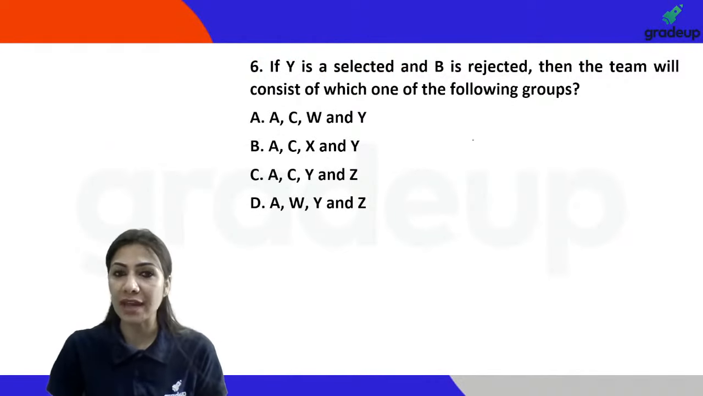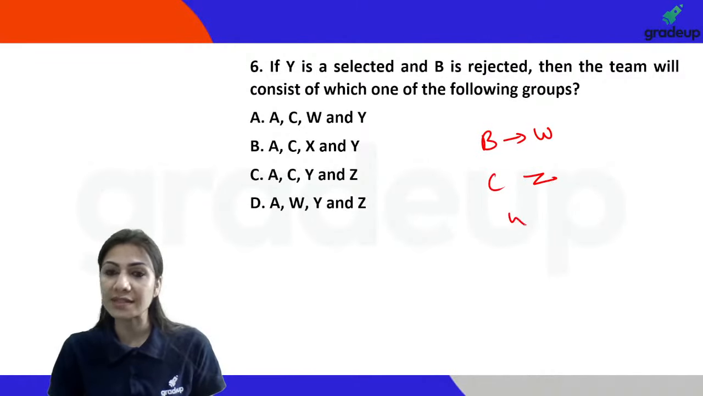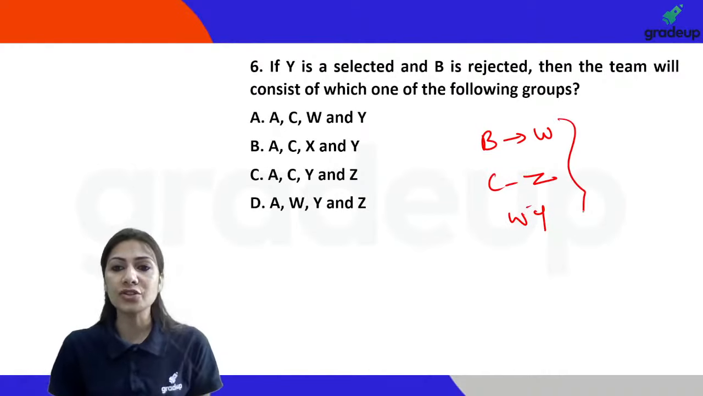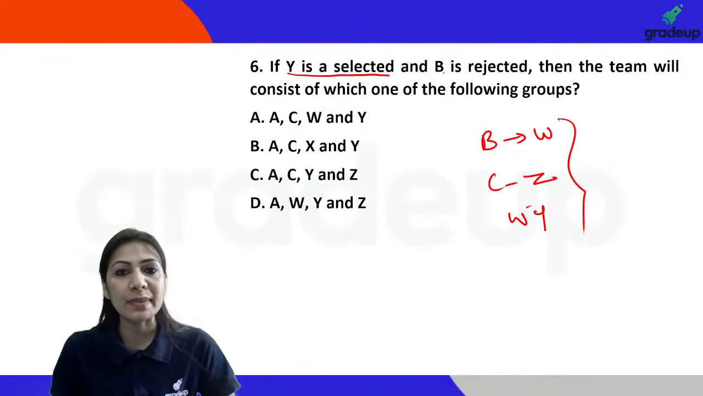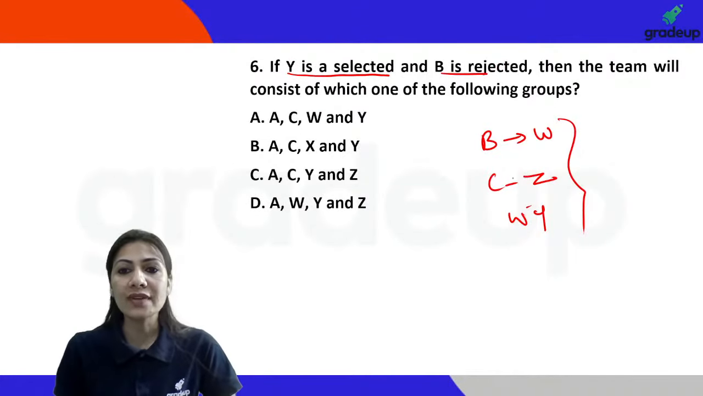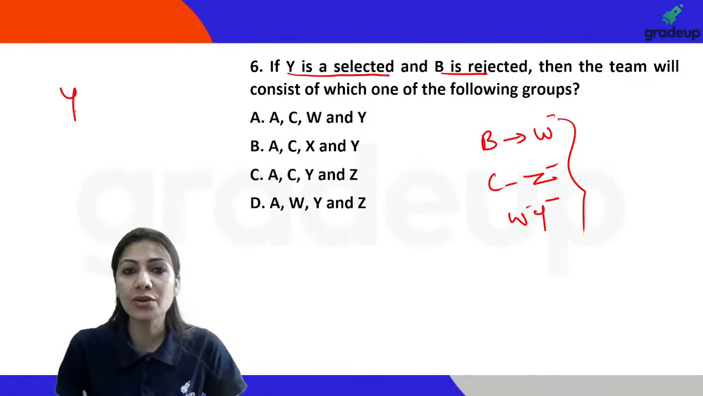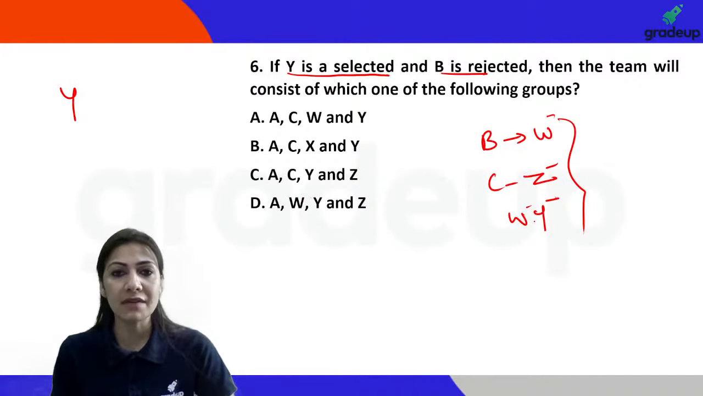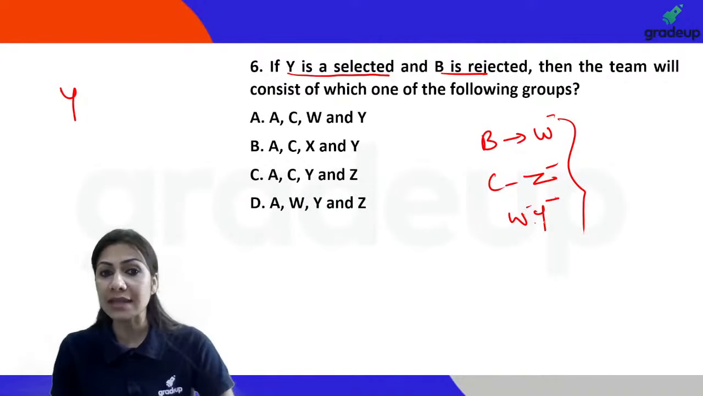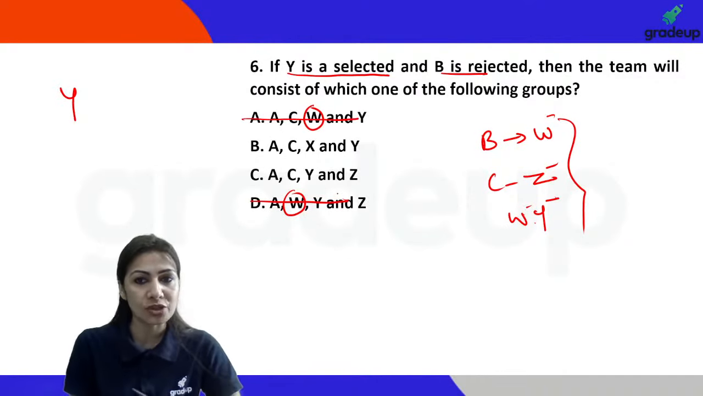So what exactly is the condition we have been given? We cannot fix B and W, we cannot fix C and Z, and we cannot fix W and Y. This is the condition. Now based on these 3 conditions, what exactly have we been given? If Y is a selected person and B is rejected. So if you select Y, Y is female, right? If you select Y in your team, of course, W will not be there, right? Because we have mentioned in our paragraph that you cannot fix W and Y at the same moment. So obviously this option because of W and this option because of W, we can rule out directly. We are having 2 options now, option B and option 3rd.